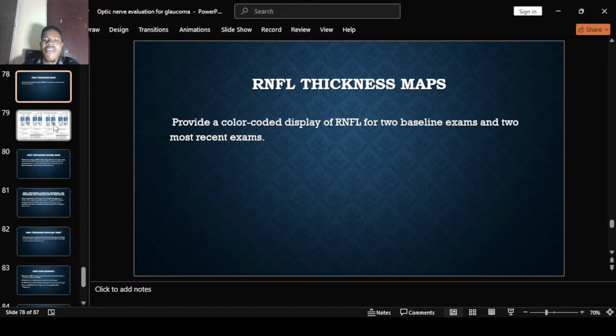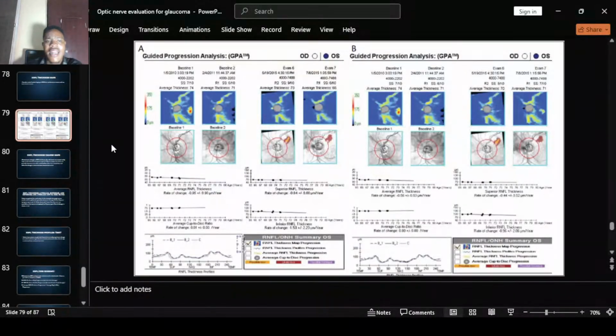So also, in this aspect, the retinal nerve fiber layer thickness maps provide a color-coded display of retinal nerve fiber layer for 2 baseline exams and 2 most recent exams. So it has a record of the previous exam that was done before, and then it compares it with what is going on now to give us a guided progression. So this is what a guided progression analysis looks like. You can see that there are 2 results here, and I'll be talking about all these shortly so that you understand what we are doing in this page.